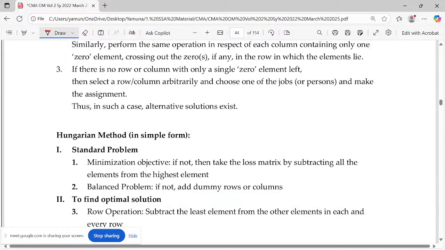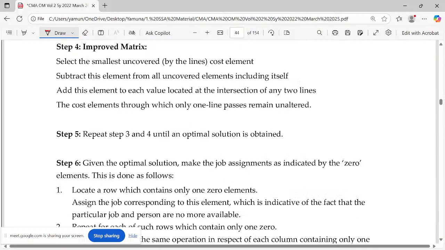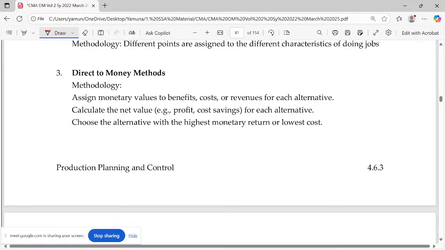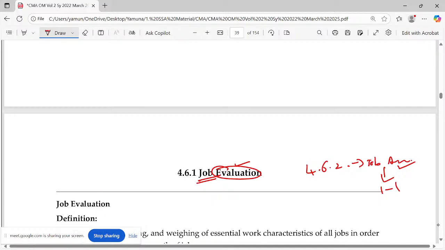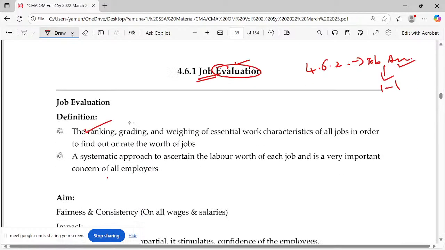We are going to rank them. We will go for some grading systems and rank them. So it's somewhat easy content only. So job evaluation is the ranking or grading of essential work characteristics of all jobs in order to find out or rate the worth of the jobs.